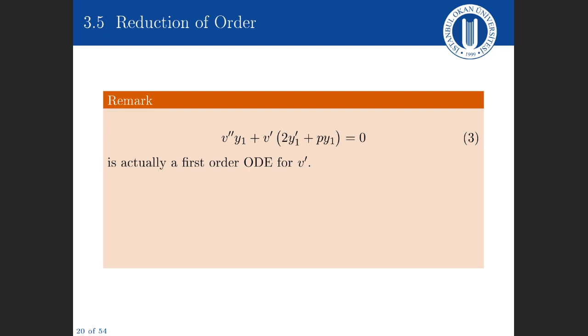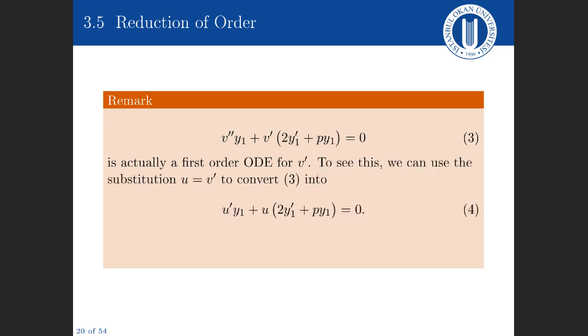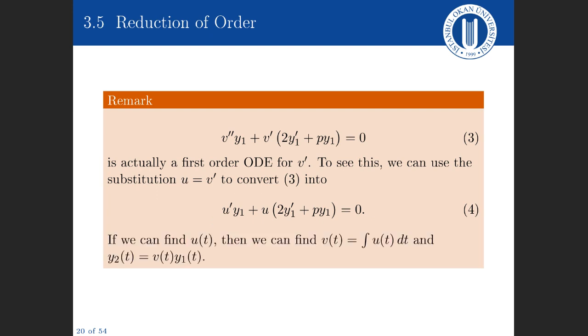This equation with v double prime and v prime is actually a first order ODE for v prime. To see this, we're going to make a substitution. We're going to replace v prime by u. Then instead of v double prime, we can write u prime. And instead of v prime, we can write u. You can now see that this is, in fact, a first order differential equation.